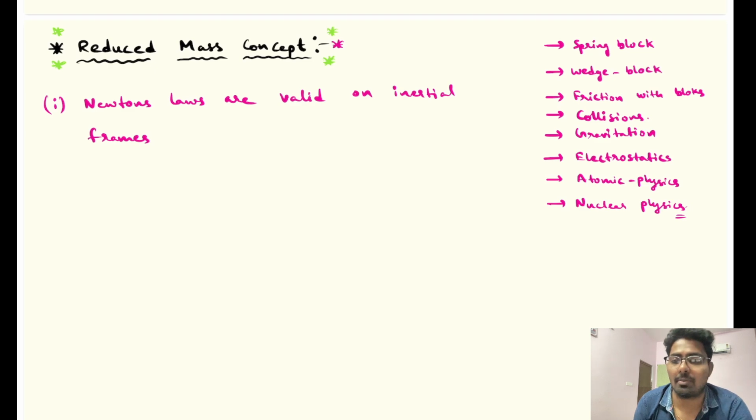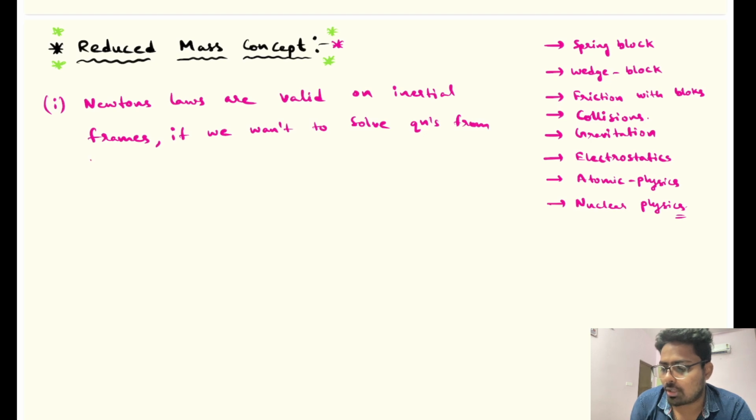Then Newton came up with an idea and a solution. He told us that if we want to solve the questions from a non-inertial frame, then you do one thing for me: you just add a false force, which is called a pseudo force.